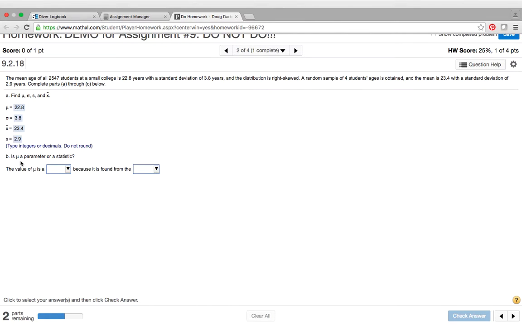All right, is mu a parameter or a statistic? Well, anytime we have a Greek letter, we're looking at a parameter. So the value of mu is a parameter because it is found from the population.